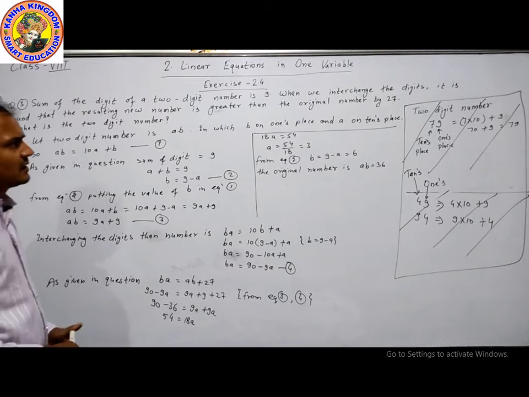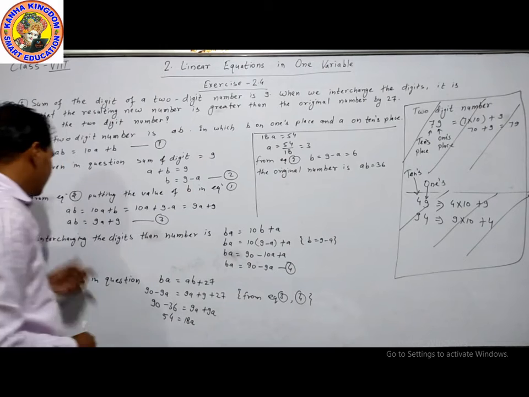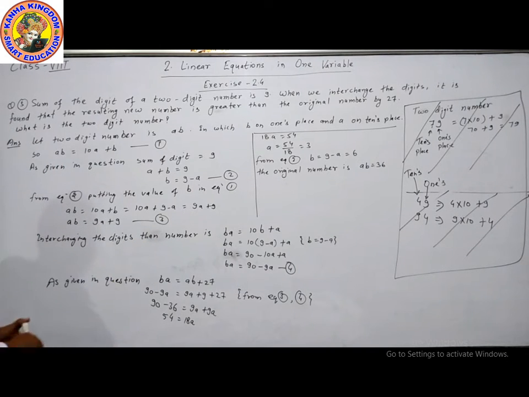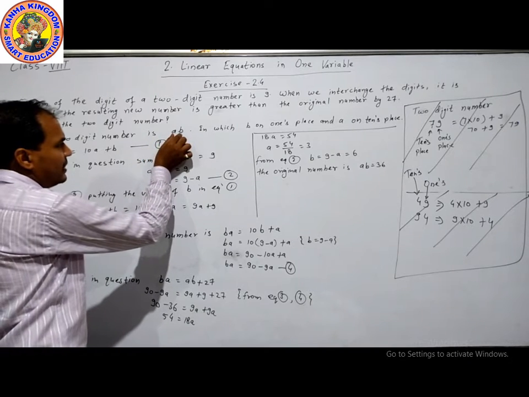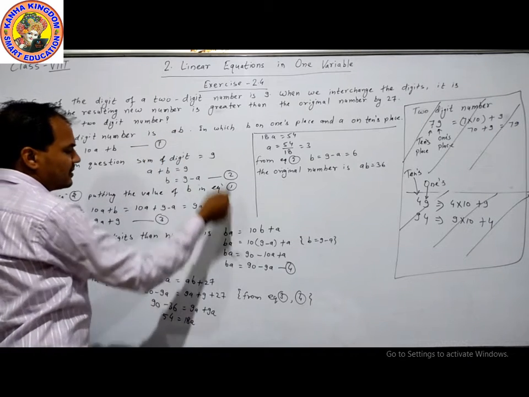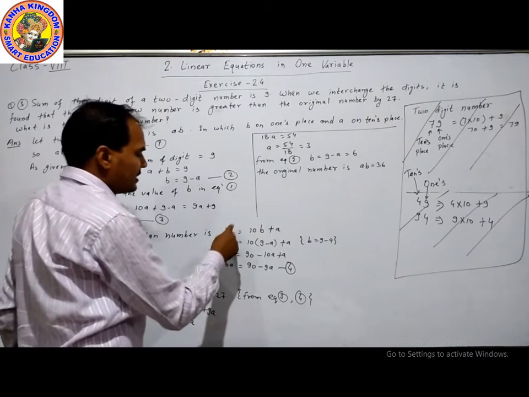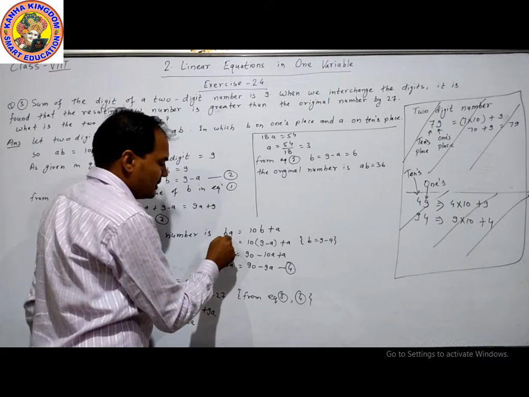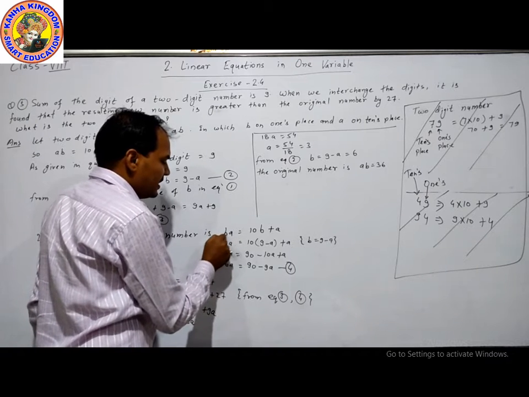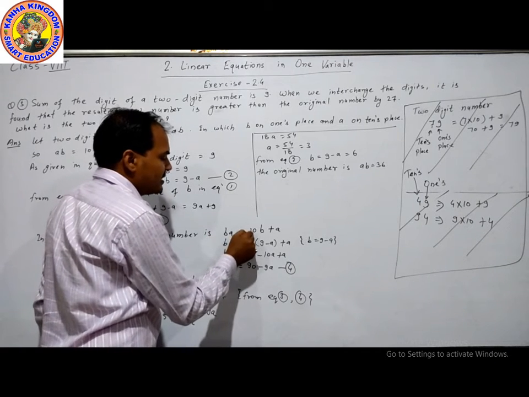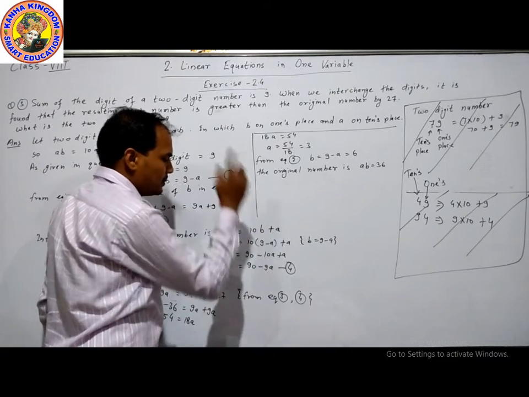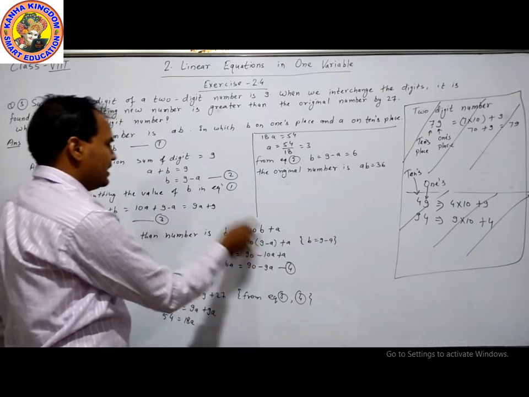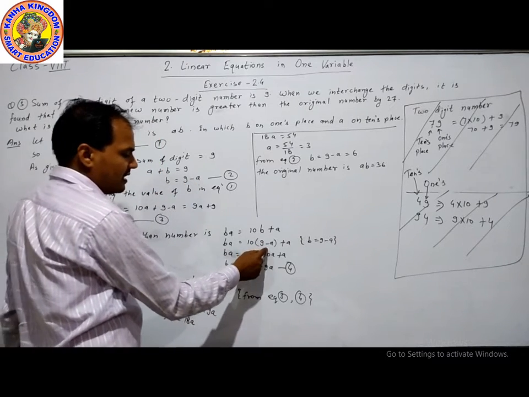After this, we interchange the digits. The original number is AB. By interchanging, this is our BA. BA can be written as 10 into B plus A, B on tens place, A on ones place. So BA can be written as 10B plus A. Putting the value of B, the value of B is 9 minus A.